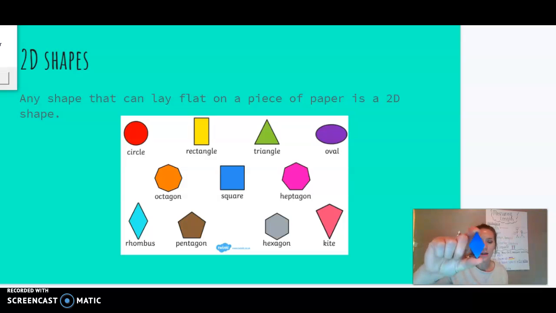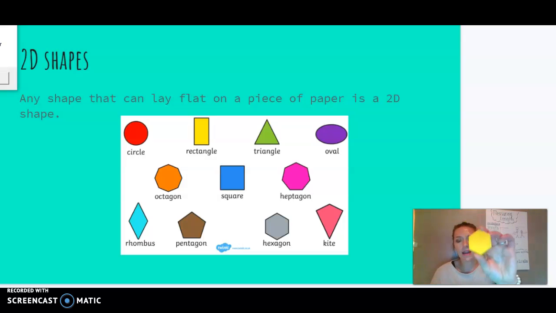I have my diamond, okay, rhombus. This is also a rhombus. It's just a longer, skinnier rhombus, okay? I have my trapezoid, okay? It has 4 sides, but these 2 are not even, meaning it's not a rectangle, okay?